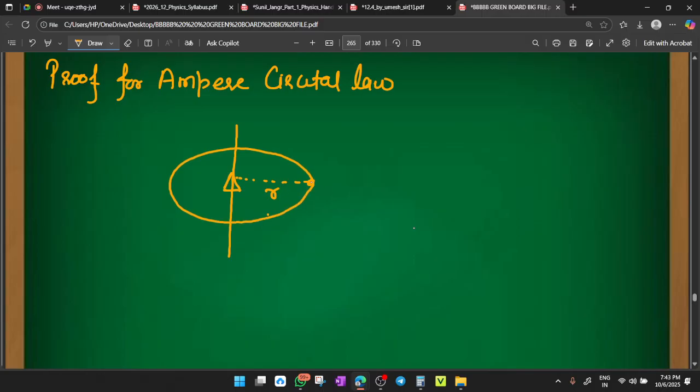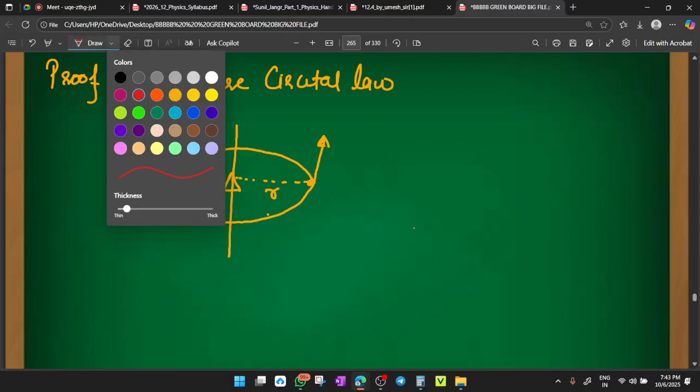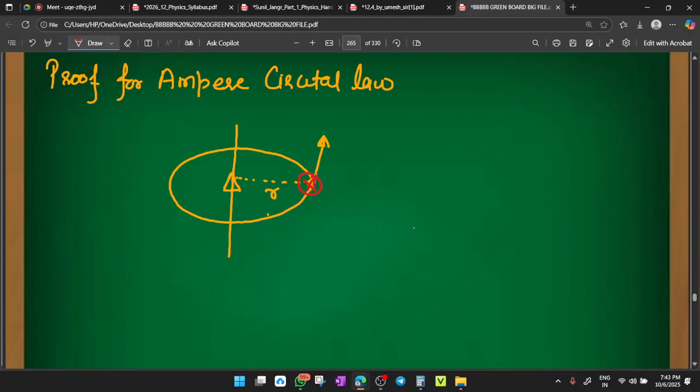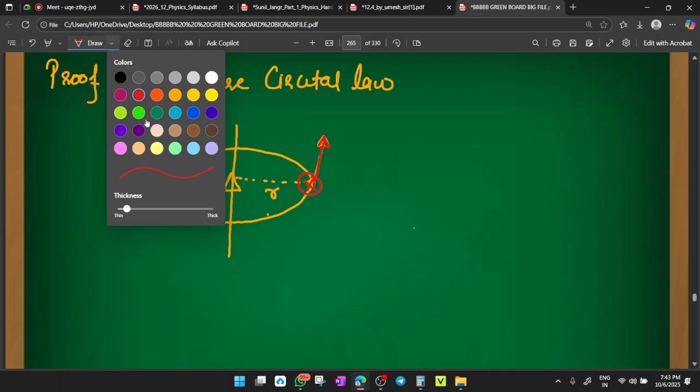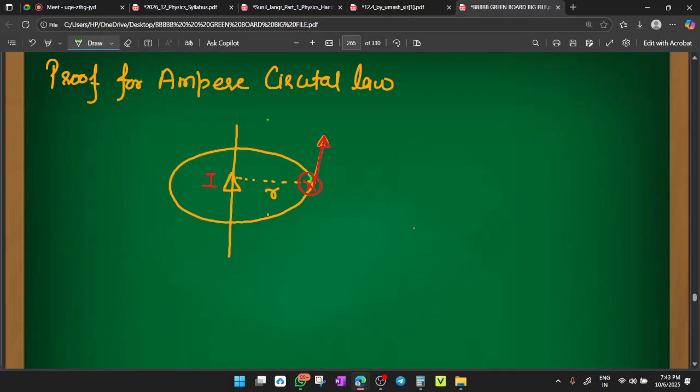We also have calculated that at this point the magnetic field intensity will be directed into the plane. This is current I. So this is the Amperian loop we are talking about. The magnitude of B is constant everywhere on it, right? So we have to prove that the closed integral of B dot dl equals mu naught I.